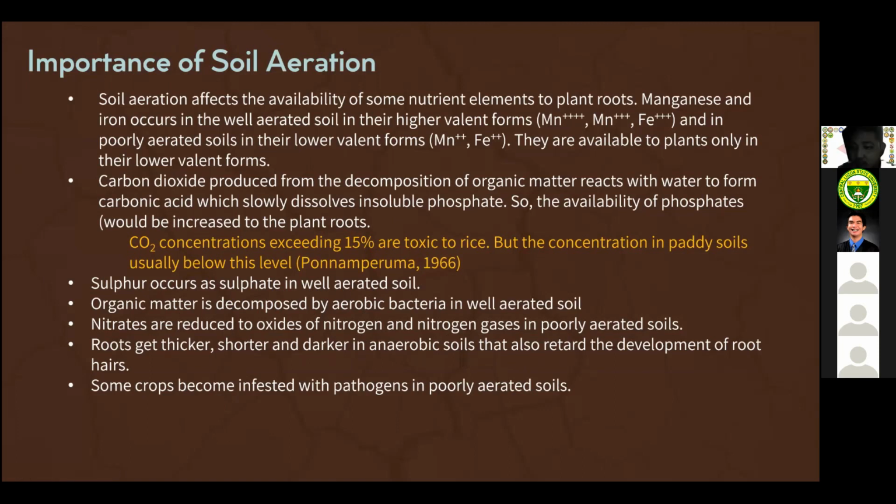So when our soil is not well aerated, our plant roots tend to become thick, short, and dark, which limits the growth of root hairs. So we all know that root hairs are responsible for nutrient absorption. Then some crops become infested with pathogens in poorly aerated soils.